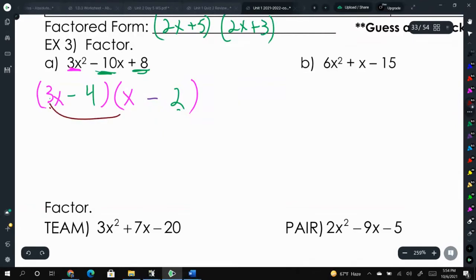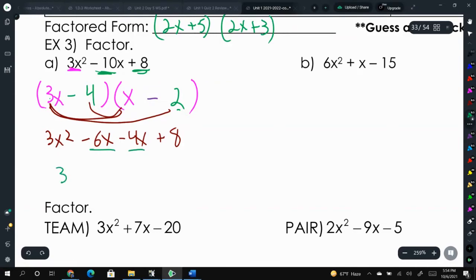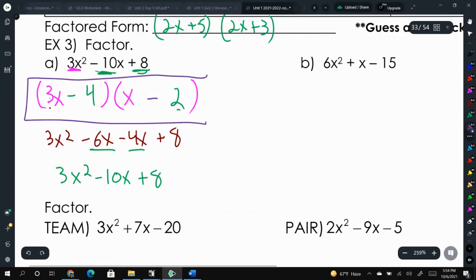All right, now if I try this again, 3x times x is 3x squared. 3x times negative 2 is, sorry, negative 6x. Negative 4 times x is negative 4x. And negative 4 times negative 2 is positive 8. And we can combine our like terms and get 3x squared minus 10x plus 8, which is what we originally had at the beginning. So my factored form is this.